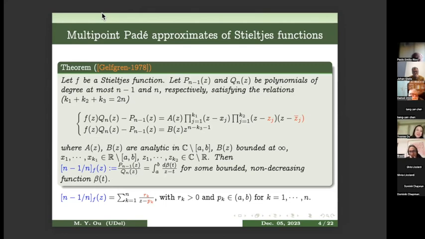However, in 1978, he proved that if it's a Stieltjes function, then if you consider the rational function approximation of this Stieltjes function, the numerator is a degree n-1 polynomial on top, and the denominator is a degree n polynomial at the bottom. So think about this n-1/n approximation of a Stieltjes function. So in his thesis, he proved the following.